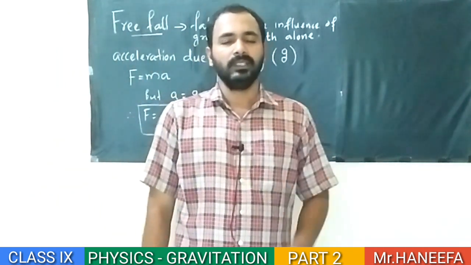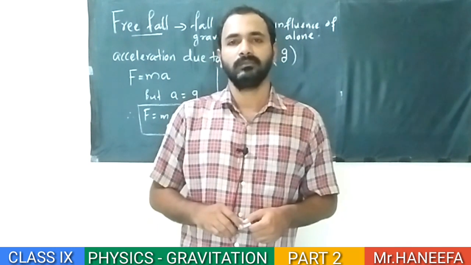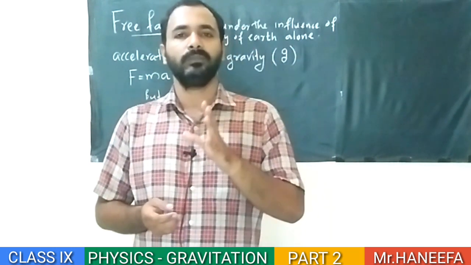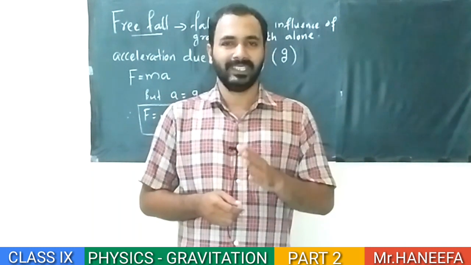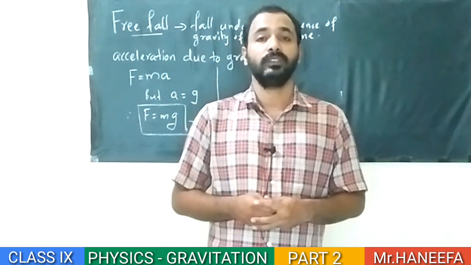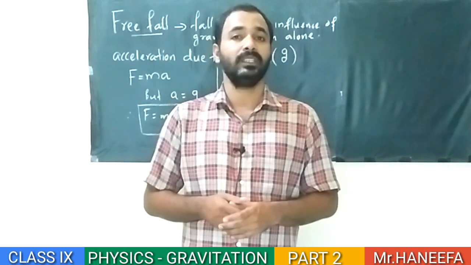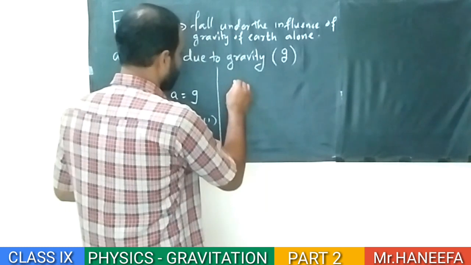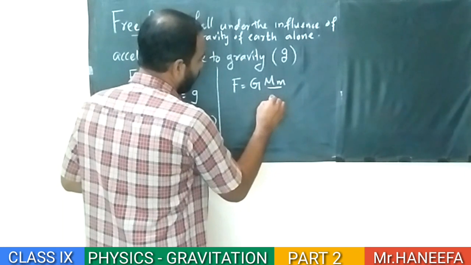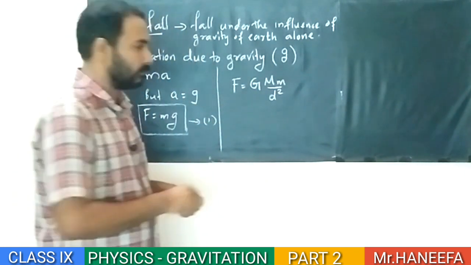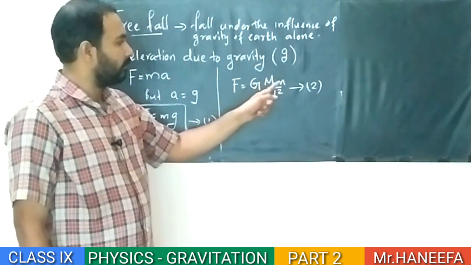Clear? Okay. Then we know the equation of the universal law of gravitation. What is the universal law of gravitation? Every object in the universe attracts each other with a force which is directly proportional to the product of their masses and inversely proportional to the square of the distance between them. So we can write F equal to G Mm by d square. This is equation number 2.